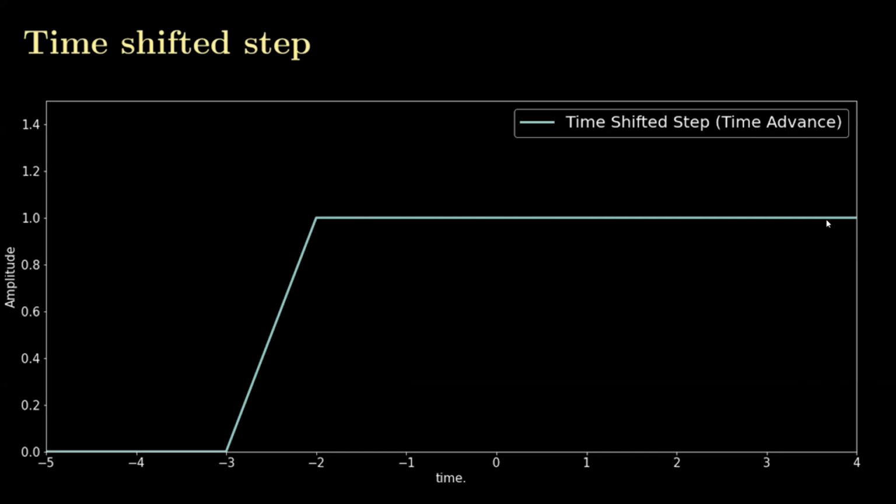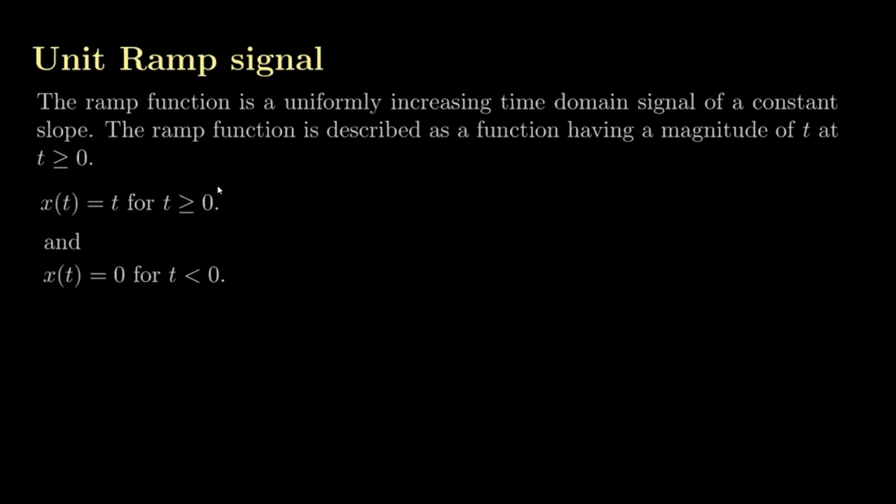Similarly, we can also advance the step signal in time. When we advance a signal, we move it toward the left side of the time axis, that is, toward the negative direction. For instance, if we advance the signal by 2 units, it will start at time equal to minus 2. The equation for this signal is written as u of t plus 2. The plus sign here represents advancement. So remember, the minus sign represents delay, while the plus sign represents advancement. By shifting the signal, we can control when it starts in time without changing its shape.